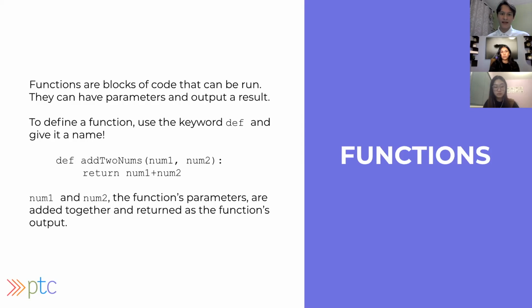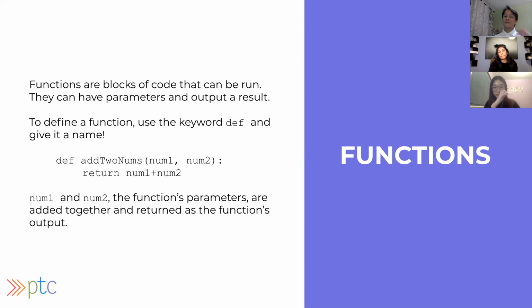And anything indented under that define line is the code that is going to be run when we call this function. The example here shows us defining the function add2nums with the parameters num1 and num2. So the line under that returns num1 plus num2, or the sum of num1 and num2. So that's kind of a really simple function just to give you a demonstration. And of course, we're going to get into some more complicated ones during the course of the actual workshop.